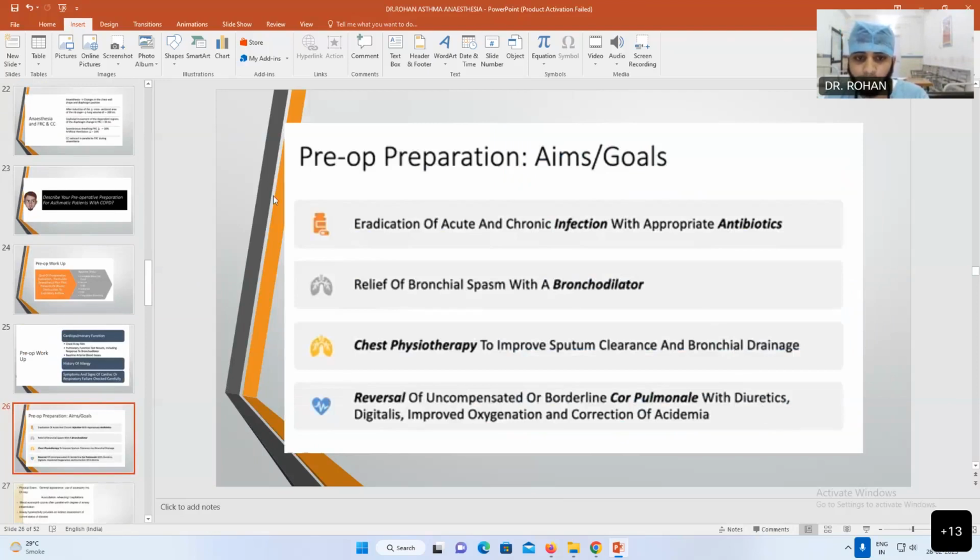The goal is to eradicate acute or chronic infection with appropriate antibiotics, relieve bronchial spasm with adequate bronchodilators, give chest physiotherapy to improve sputum clearance and bronchial drainage, and reverse uncompensated or borderline cor pulmonale with diuretics, digitalis, improved oxygenation and correction of acidemia.